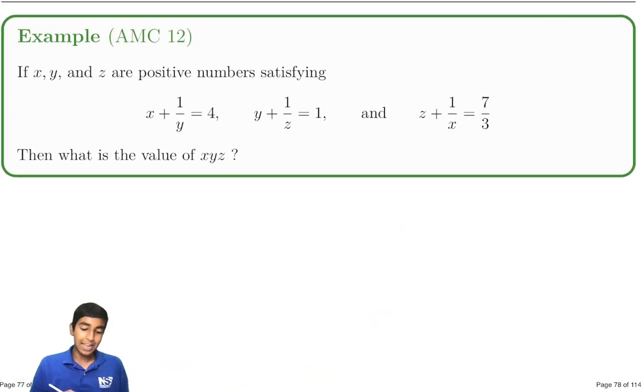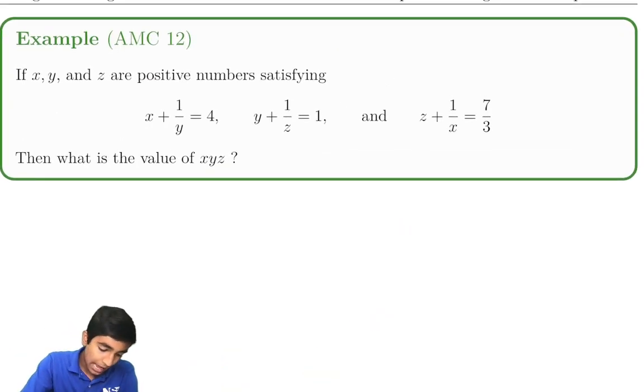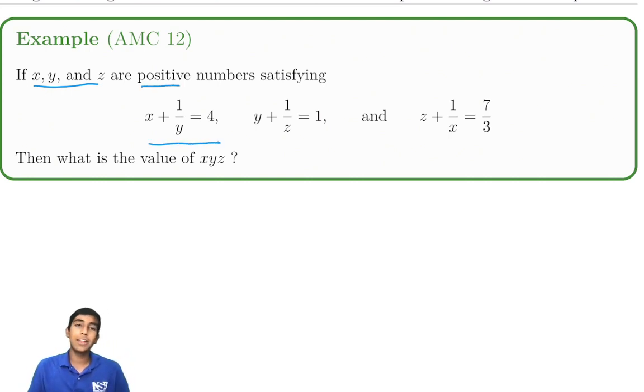Okay, next problem from the AMC 12. x, y, and z are positive numbers satisfying x plus 1 over y is equal to 4, y plus 1 over z is 1, and z plus 1 over x is 7/3. What is the value of xyz?